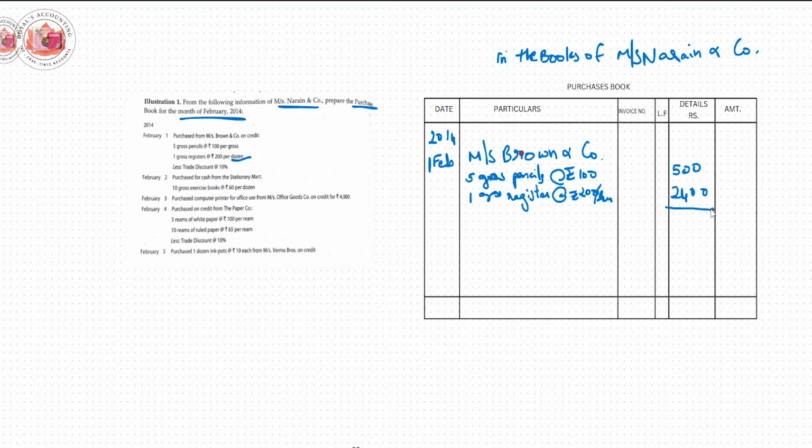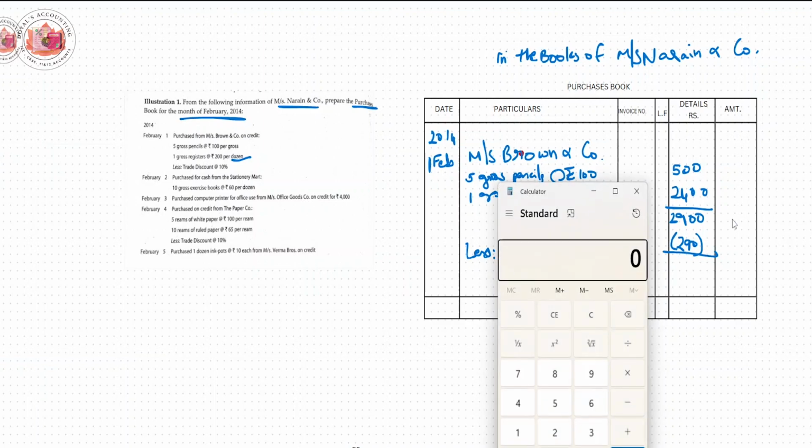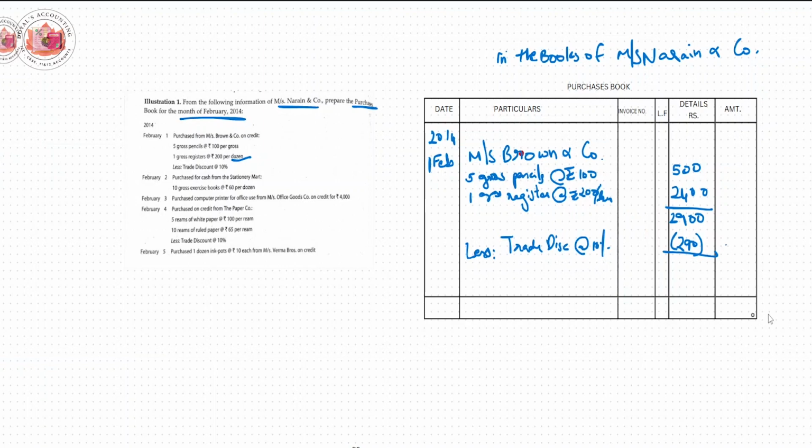Now that gives me a total of 2900. On this less trade discount at 10%. So 290 rupees less, I will get 2900 minus 290 is 2610. So in my final column, I will write 2610.